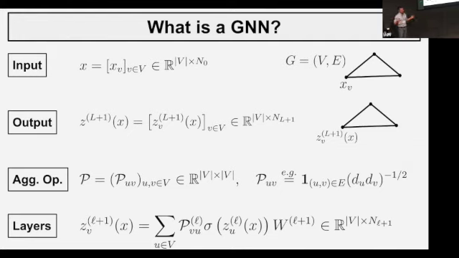So the output is a graph. The output is, for every vertex of the graph, a feature vector. And you could use that to do classification of the whole graph or classification of individual vertices or whatever you want.